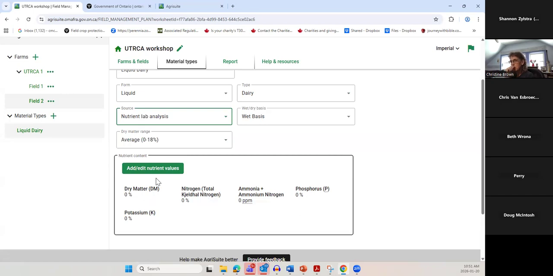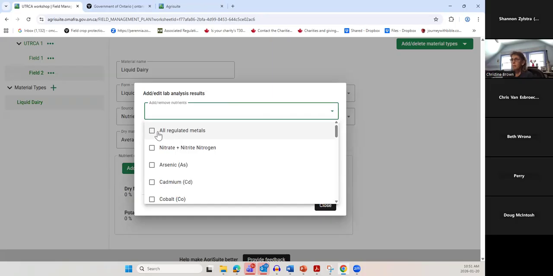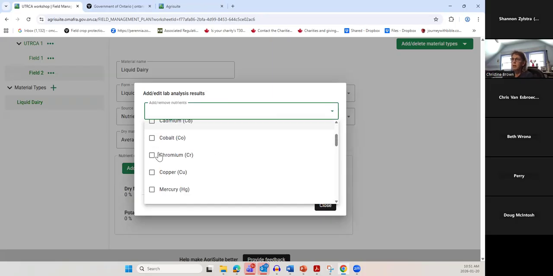The nice thing about this one is that even though I'm looking at just a specific manure analysis, those average numbers are still going to show up. So it's still going to show up if I've got something that's way out of whack, so to speak. We're also going to add some other nutrients. So I can add or remove nutrients. So I've got the potential to add all the regulated metals. I don't have to go through and pick each one and check them.